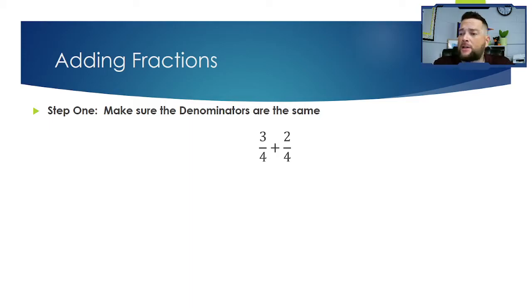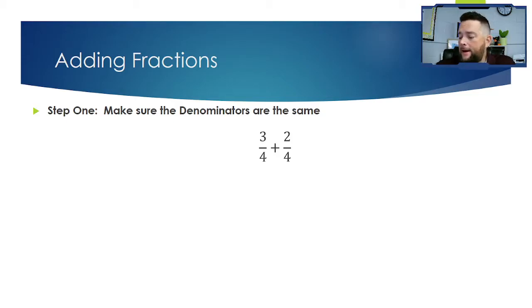For adding fractions, our first step is just to make sure that we have the same denominator. So I've started out easy. You've got two fractions right here that have the same denominator. The denominator is 4. That's the bottom number. If they're not the same, you can't add the numerators until you have a common denominator.